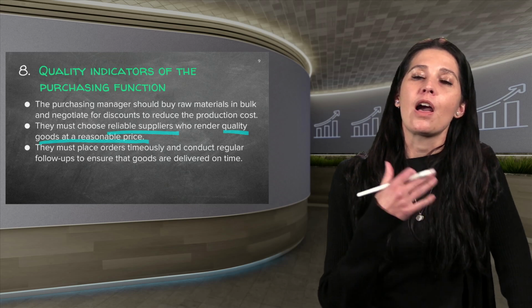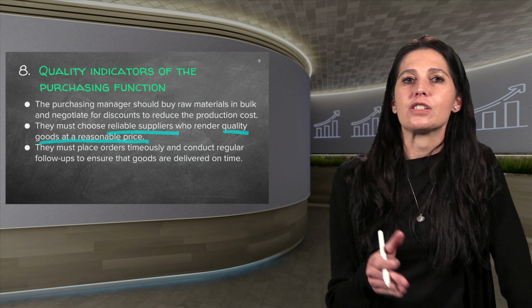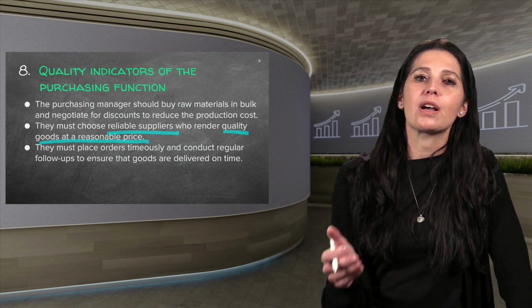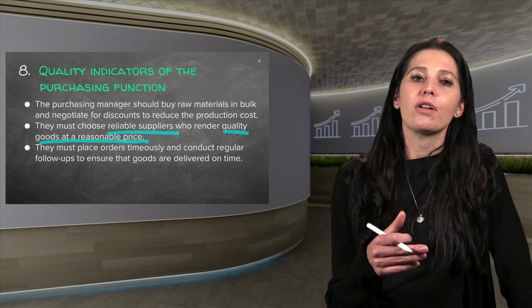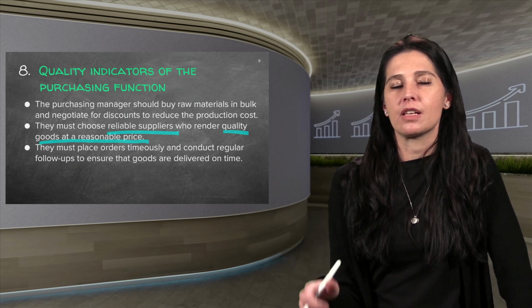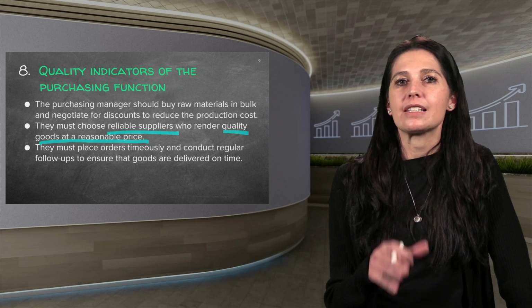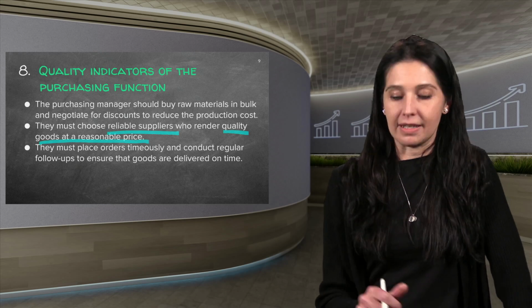So remember, we are talking about the quality, the concept of quality. So how can a business ensure quality? And part of the purchasing function is to buy the best quality raw materials so that customers can be assured that the final product is also of high quality.